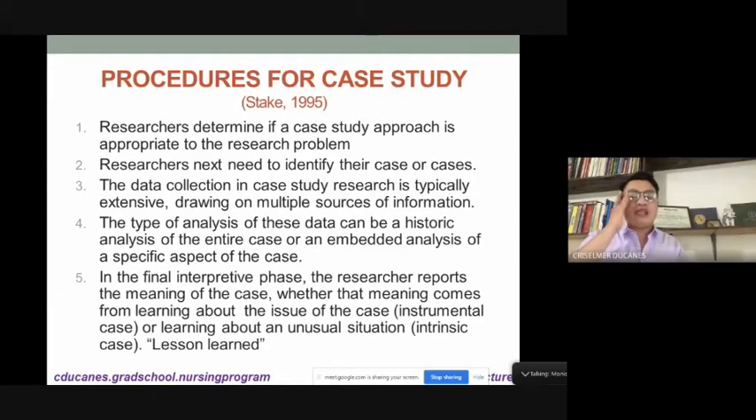And in the final interpretive phase, the researcher reports the meaning of the case, whether that meaning comes from learning from the issue of the case, that's your instrumental case, or learning from an unusual situation, intrinsic case. So the end product usually of your case study is you learned a particular lesson.